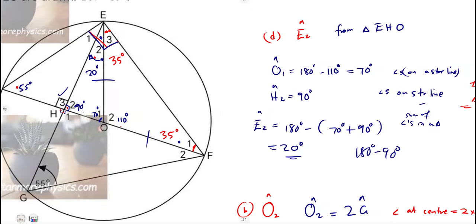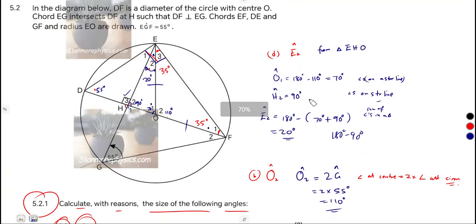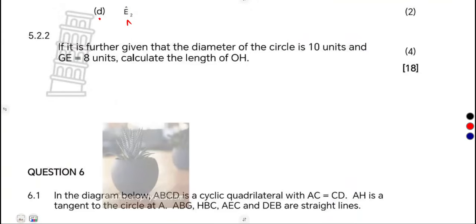So many reasons, guys. As long as you've got a theorem that can be used or applied, please do that. You're going to see that it's just one and the same thing. All right. So that was it. Let us consider 5.2.2. It is further given that the diameter of the circle is 10 units, and GE is 8 units. Calculate the length of OH.